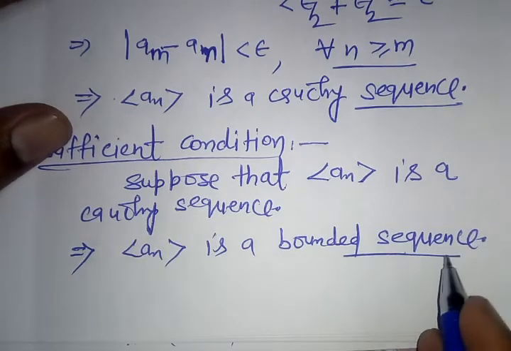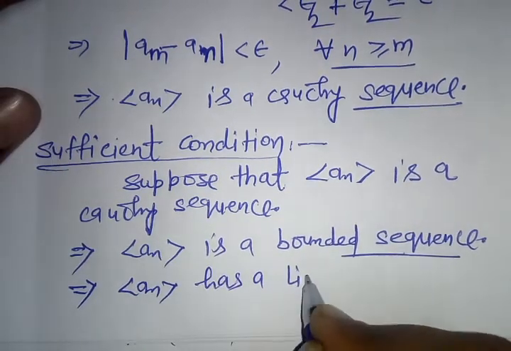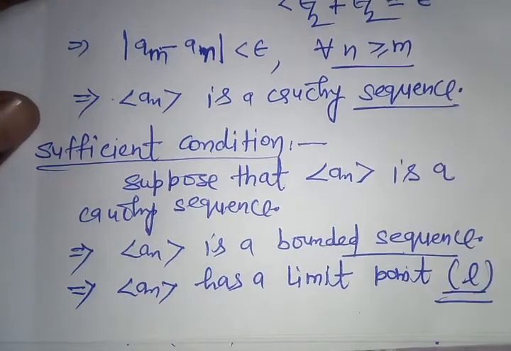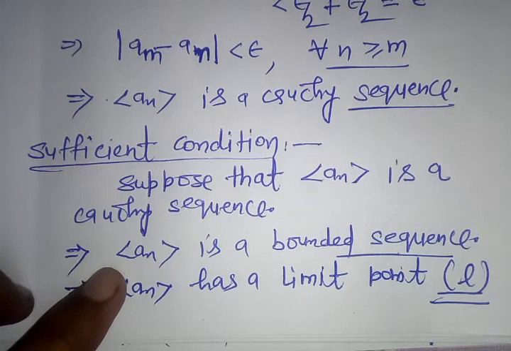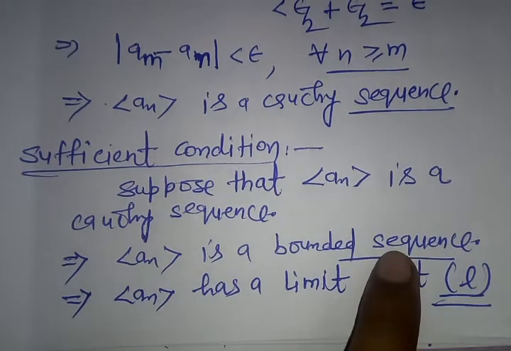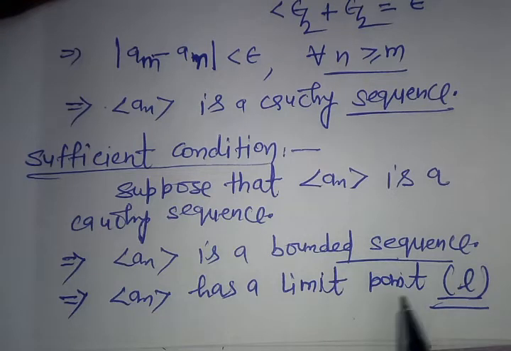So if sequence an is a bounded sequence, this implies sequence an has a limit point, and suppose this limit point is L. Because we have proved the Bolzano-Weierstrass theorem, and this theorem guarantees the existence of limit points, if an is a bounded sequence, then sequence an has at least one limit point, and we are taking here, suppose small l is a limit point of sequence an. Now we will prove that the sequence is convergent and converges to point L. We will prove that limit of sequence an is equal to L.